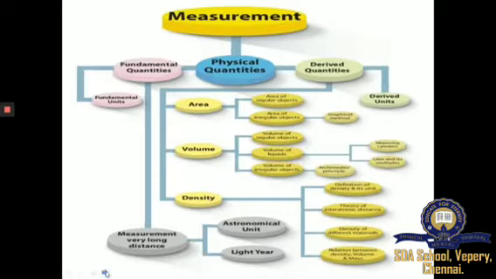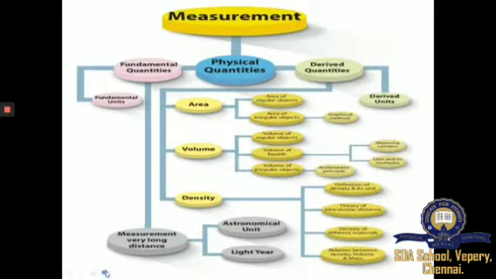Under fundamental quantity, we have measurement of very long distance. Under that, we will be learning astronomical unit and light year. Derived quantities, under that we have area, volume and density. Under area, we have area of regular objects, and area of irregular objects by graphical method.